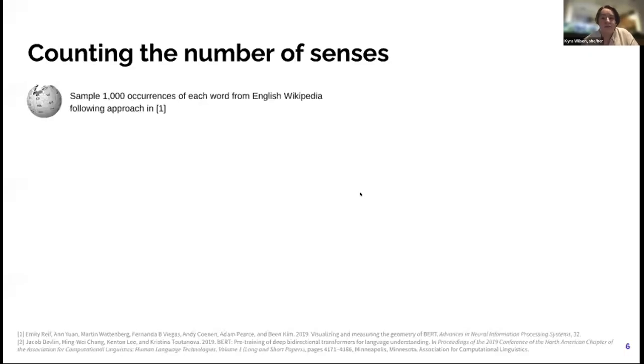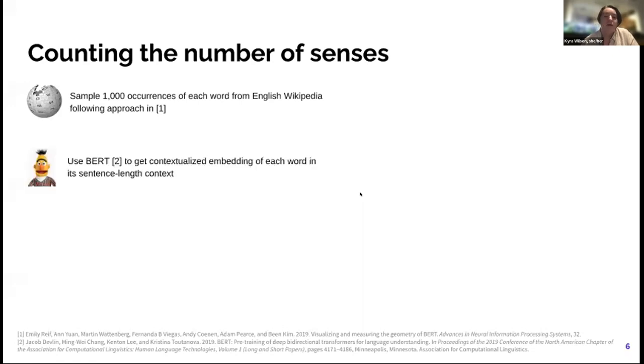So the first step to using contextualized embeddings to quantify the number of senses a word has is, of course, collecting the contextualized embeddings from a number of different contexts. So to do this, we sampled 1,000 occurrences of each word from English Wikipedia and included their context sentences with that. Then we used BERT to produce embeddings for each of the sampled sentences, and then just extracted the embedding corresponding to the word of interest. This singular embedding was used for all further analysis, and the rest of the sentence embeddings were just discarded.